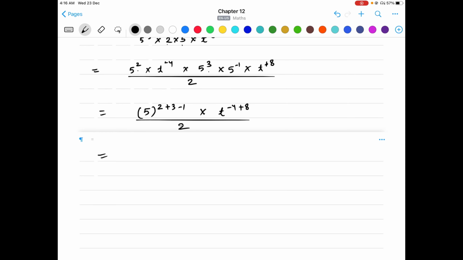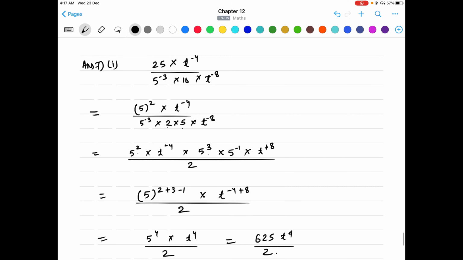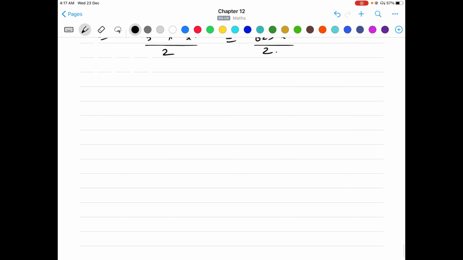Now this will be 3 plus 2 is 5, 5 minus 1 is 4, so here 5 power 4 into t, minus 4 plus 8 will give us t power plus 4, divided by 2. So 5 power 4 is 5 into 5 is 25, 25 into 5 is 125, and 125 into 5 is 625, t power 4 divided by 2. So that's the answer for this question: 625 divided by 2 into t power 4.